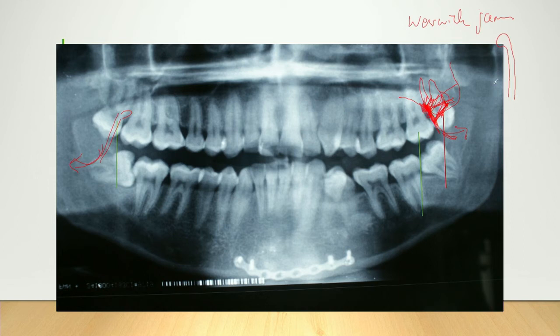So if you put the luxator on, you try, and there's no movement, even if it looks like a simple extraction like this, I would stop there. I'd actually raise a flap, and I'd start removing buccal bone to reduce the amount of force that you're putting on to remove the tooth, and then some distal bone as well. Then you've got less force distally when you're removing that wisdom tooth.